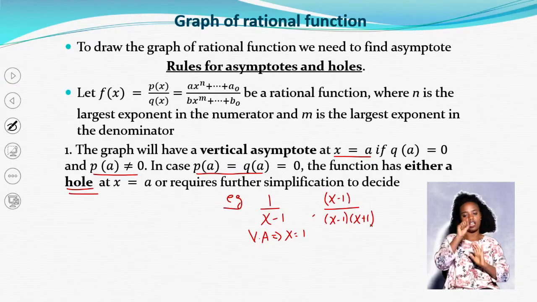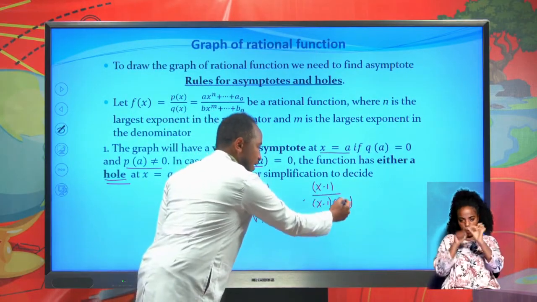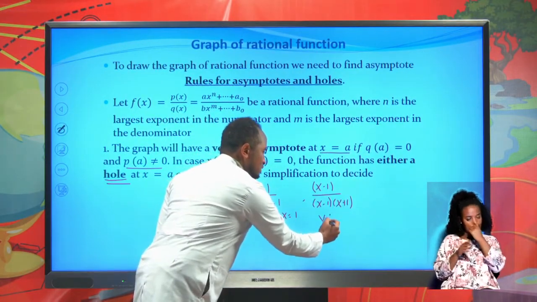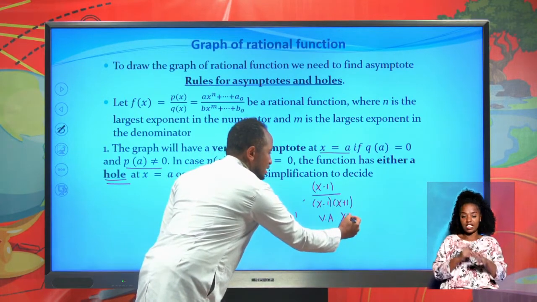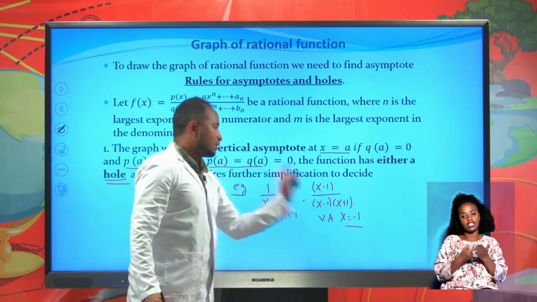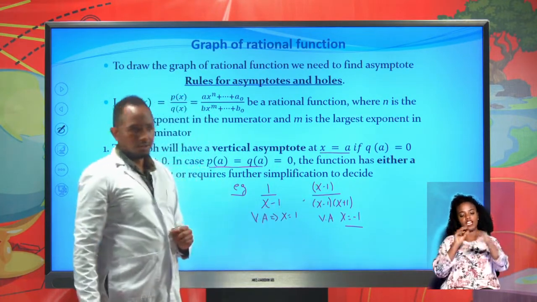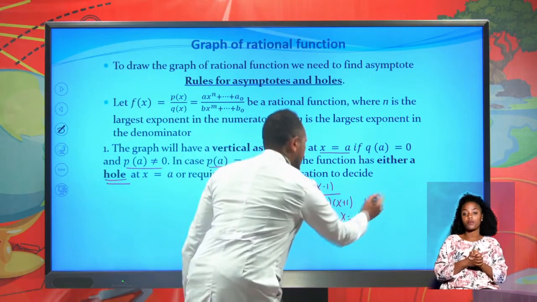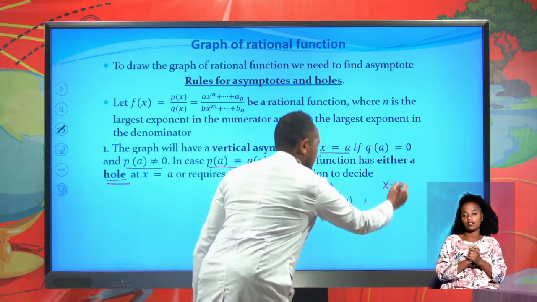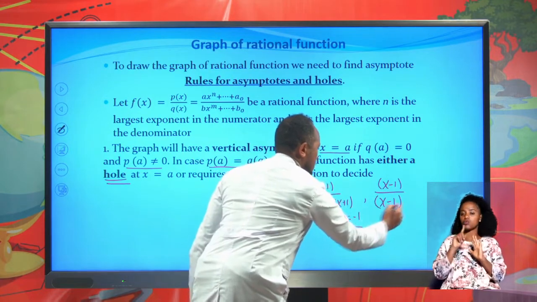In this case, 1 is not a vertical asymptote. The graph will have a hole at x equals 1, and the vertical asymptote will simply be x equals negative 1. It has a hole at x equals 1, since it makes both numerator and denominator 0. Now let's see this one. In this case, look, x minus 1 over x minus 1 squared.